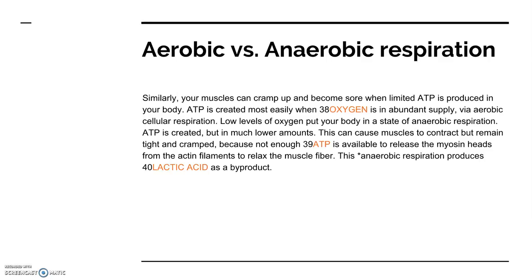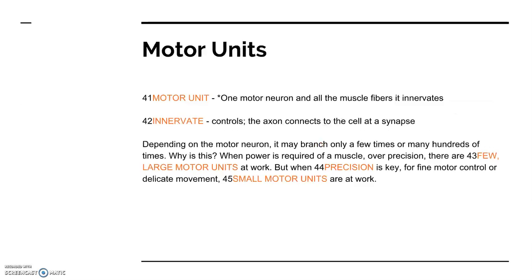Low levels of oxygen put your body in a state of anaerobic respiration. ATP is created still, but in much lower amounts. This can cause your muscles to still contract, but they can remain tight and cramped because not enough ATP is available to release those myosin heads from the actin filaments and allow the muscle fibers to then relax. So this anaerobic respiration leads to lactic acid as a byproduct.